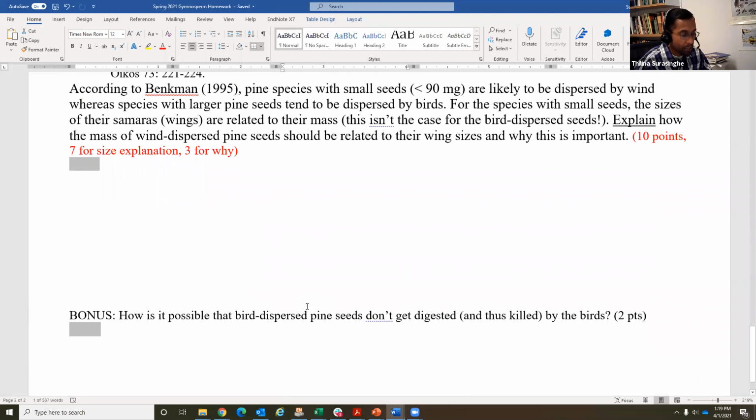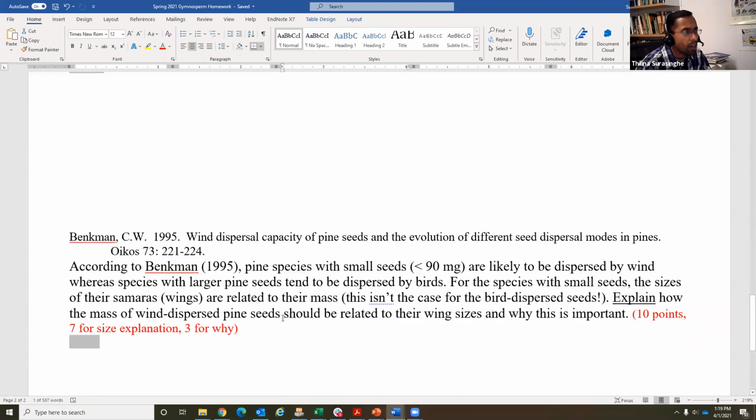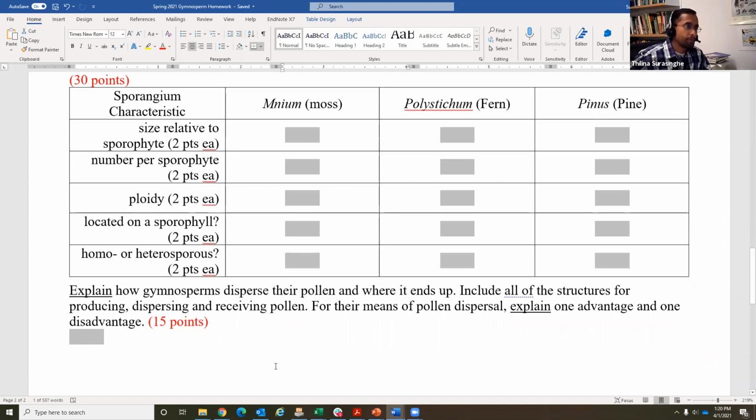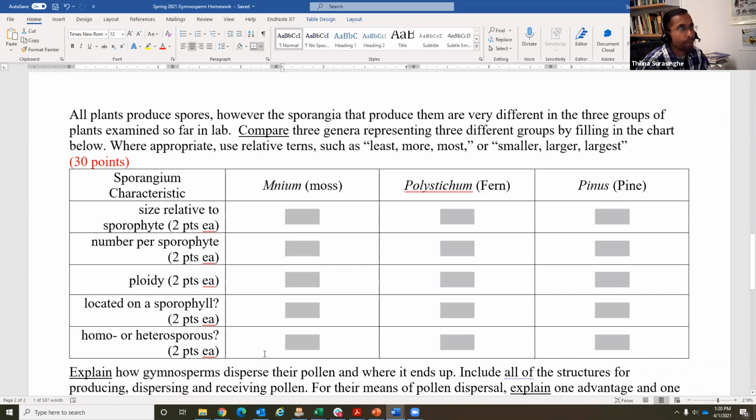And the next part is as well, you are looking at several examples. Here, you are looking at how all plants produce spores. However, the sporangia that produce them are very different in the three groups of plants that we examined so far. Compare the three genera provided here representing three different groups by filling in the chart below. Where appropriate, use relative terms such as least, more, most, or small, smaller, smallest. So, moss example, fern example, and the pine example.